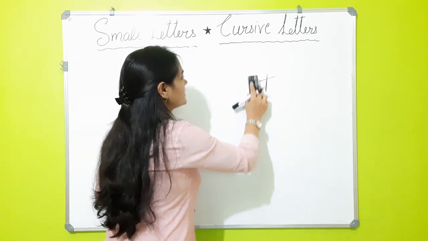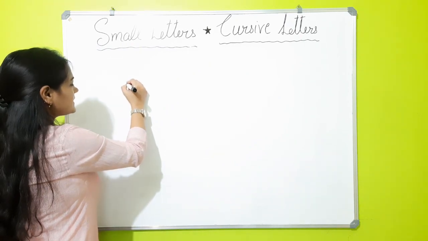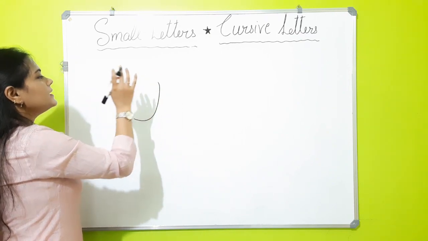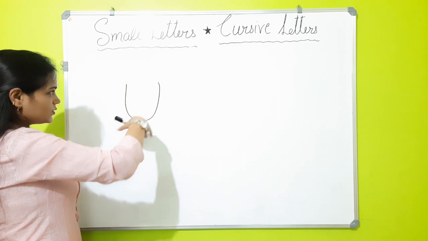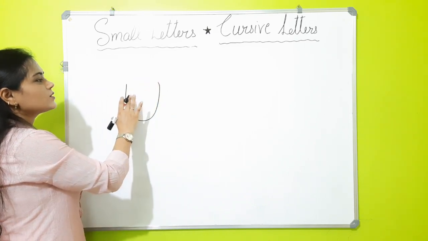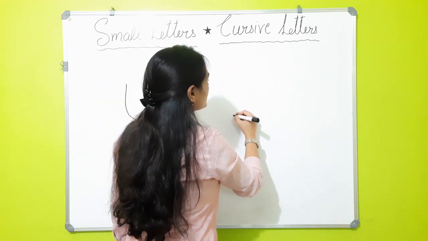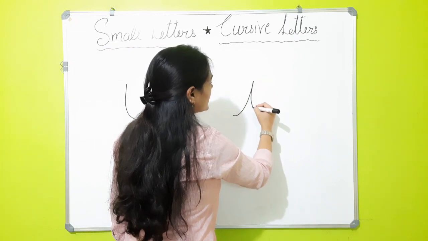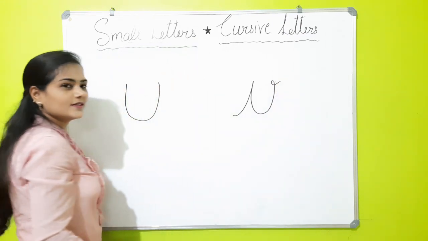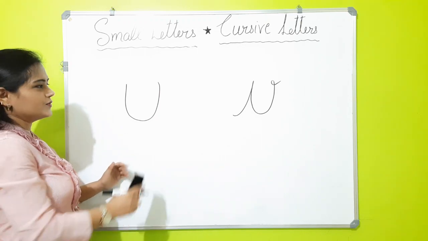Now let's learn the letter U. How will we write U? Just as we write the capital letter, we will write this letter U in the same way, but it will be smaller in size. Fine. This is your small letter U in simple way. And now how to write it in cursive way? With the tail. Fine. Like this. And here we'll make a small loop. Okay. This is your cursive letter and this is your simple letter U.